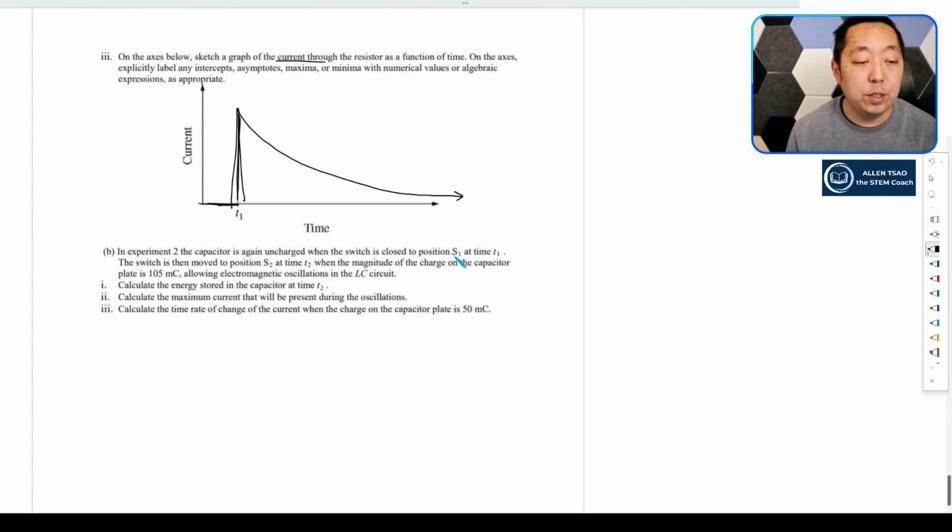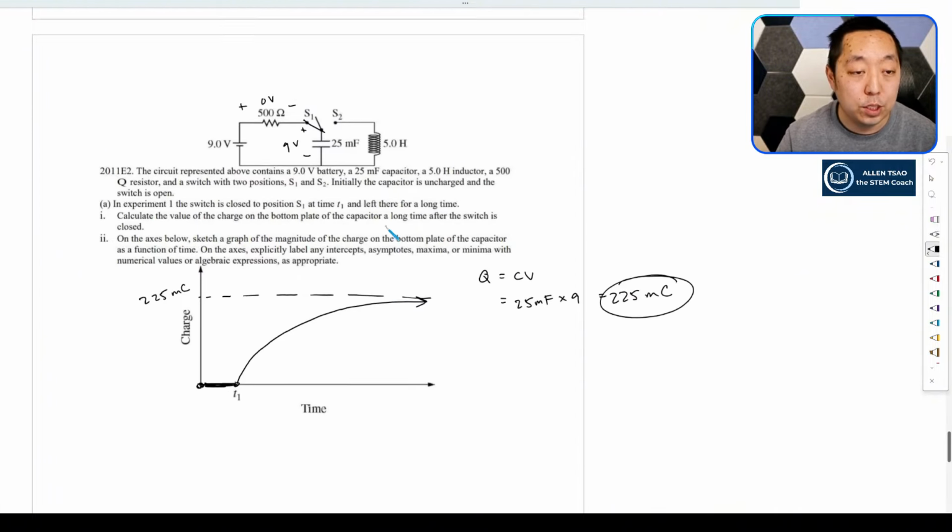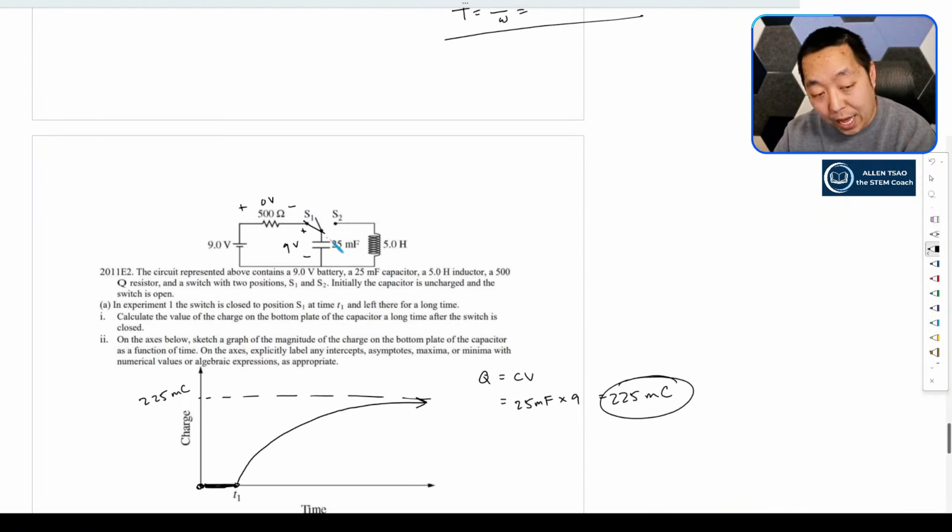Okay, experiment 2, the capacitor is again uncharged when the switch is closed to position S1 at time t equals T1. The switch is then moved to position S2 at time t equals T2, and the magnitude of the charge on the capacitor is 105 millicoulombs, allowing electromagnetic oscillation in the LC circuit. So that's what we talked about. Now that we switched this guy into this position, we have some charge on here. We have some energy in there. It's going to oscillate. It's going to exchange energy because once the voltage goes to 0, there's no charge on the capacitor, but then there's a lot of current at that point.